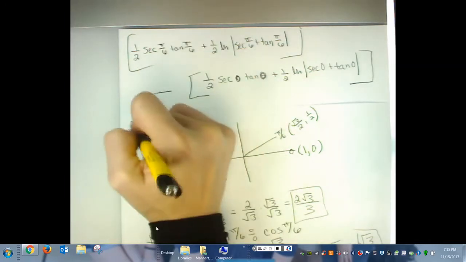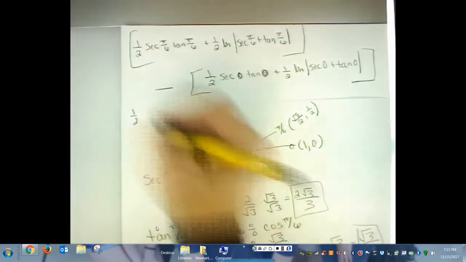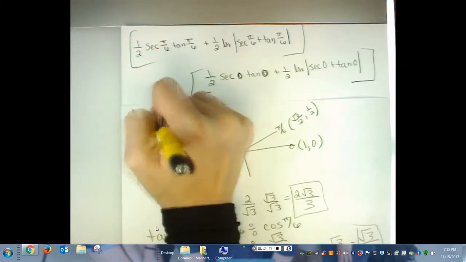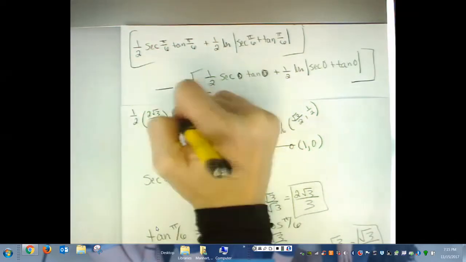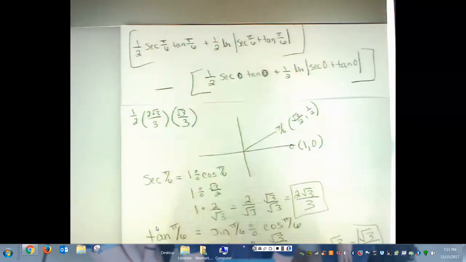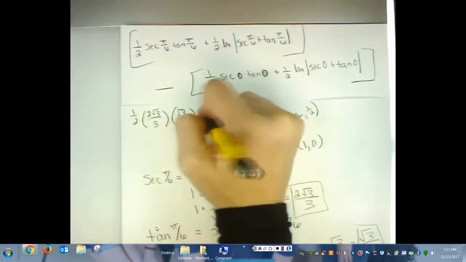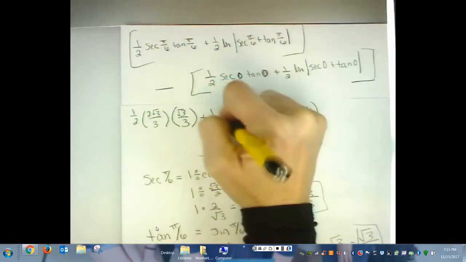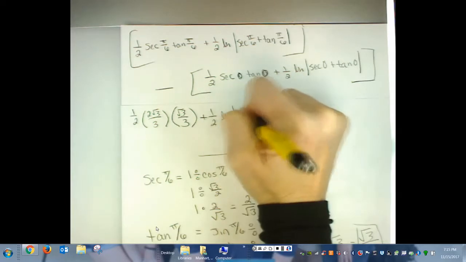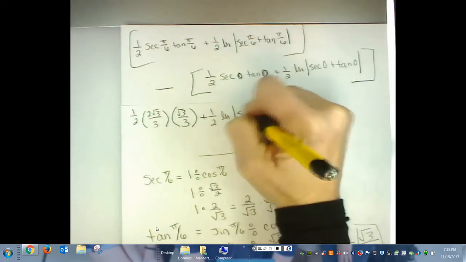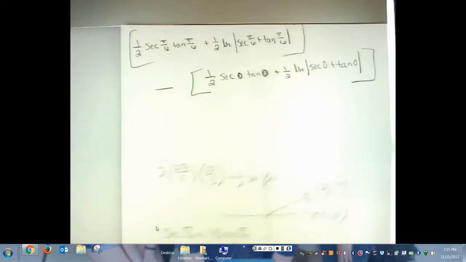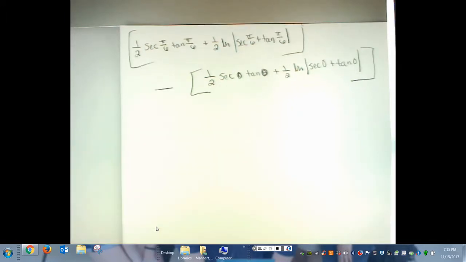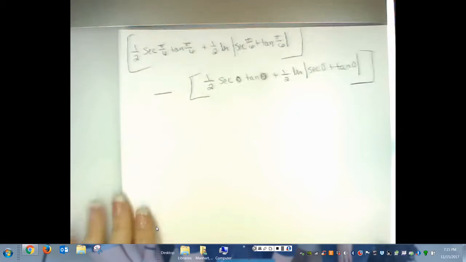So I'm just going to worry about saying 1/2 times the secant of pi over 6 times the tangent of pi over 6 plus 1/2 natural log secant of pi over 6, which is, let me do this. It's just too messy. I apologize. Let me come back here.